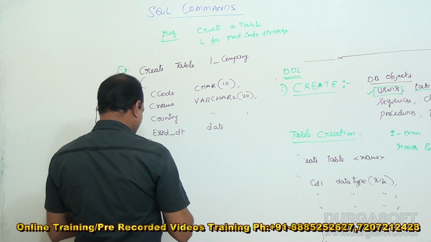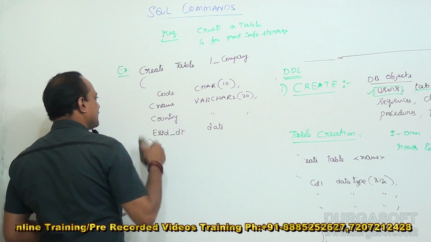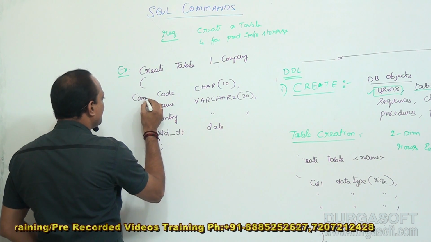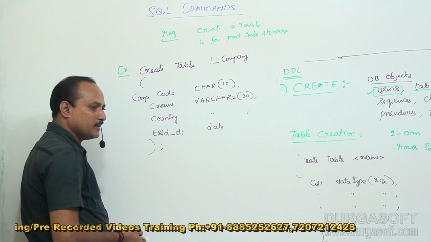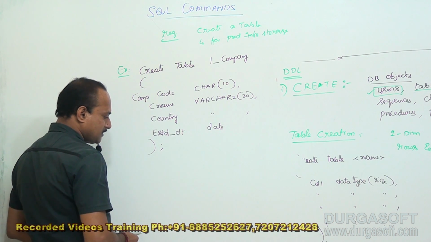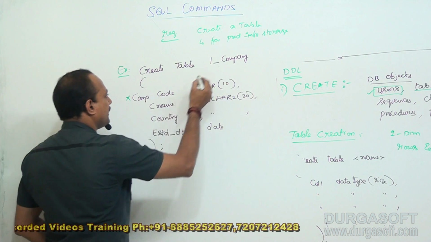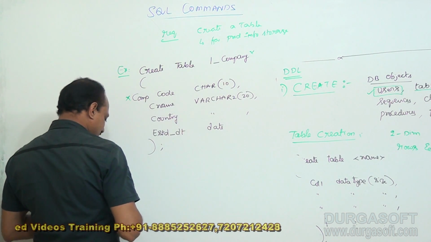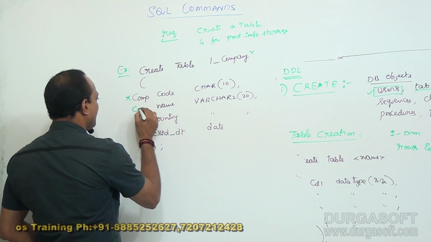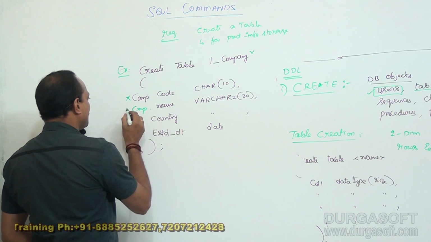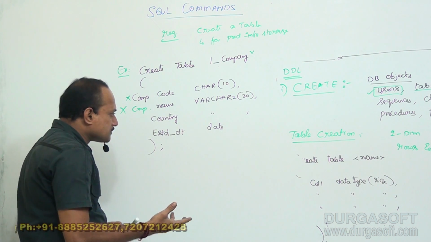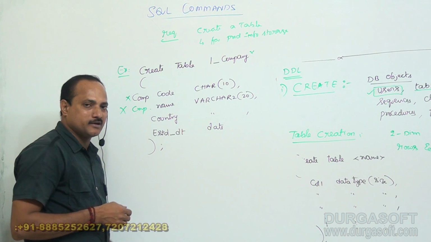So can I specify company code? Okay, in place of the column name C code, I am maintaining COMP space code. Can I maintain it like that? No, you cannot. So this is wrong. Here also it is wrong. And can I specify the company name as CMP dot name? You cannot. This is also wrong.